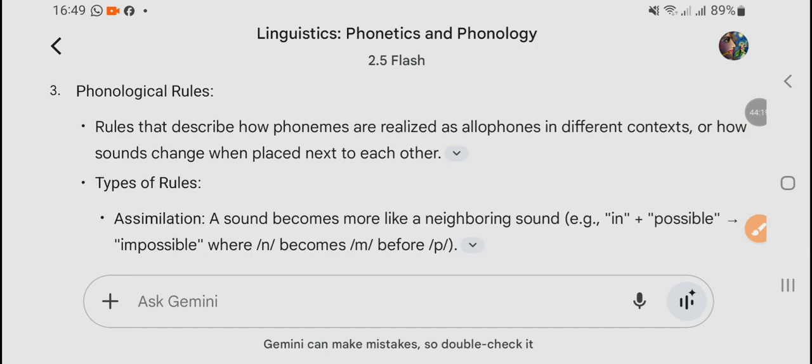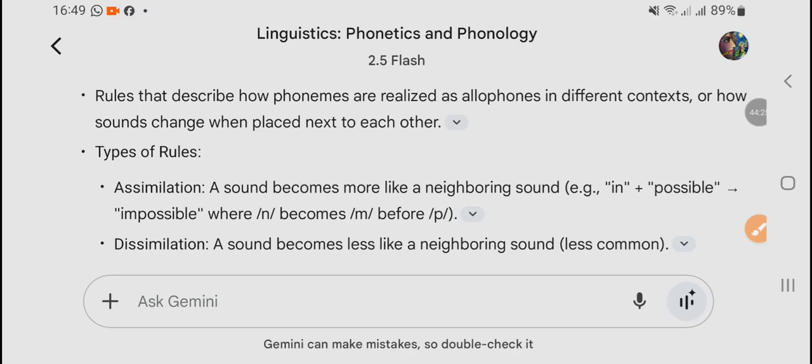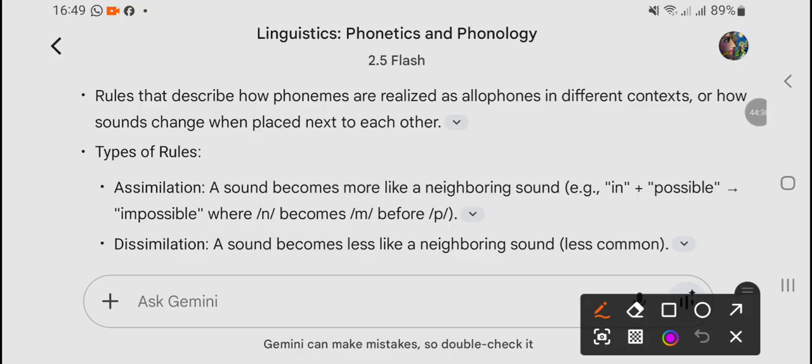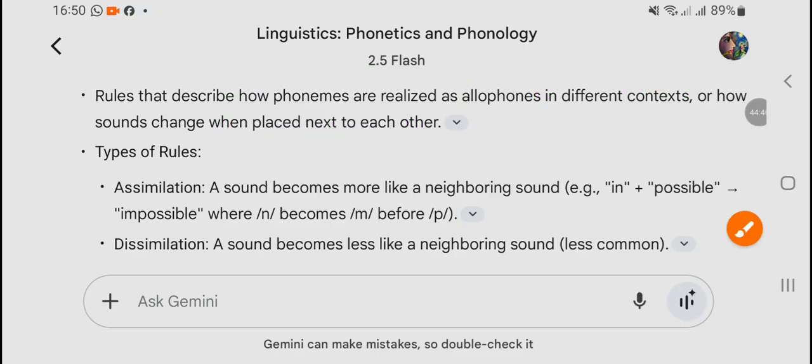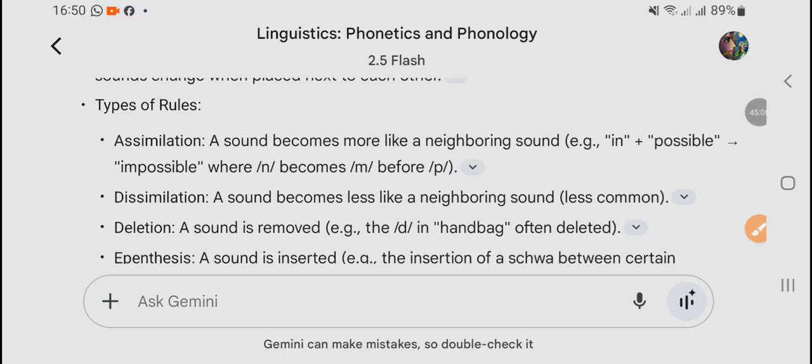Then the third part of phonology is phonological rules, very important. These are rules that describe how phonemes are realized as allophones in different contexts, or how sounds change when placed next to each other, right? For example, how allophones are realized.